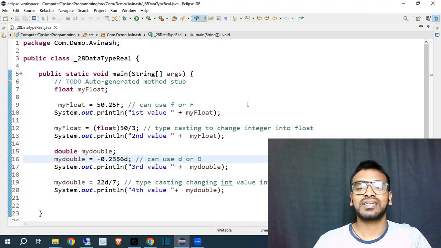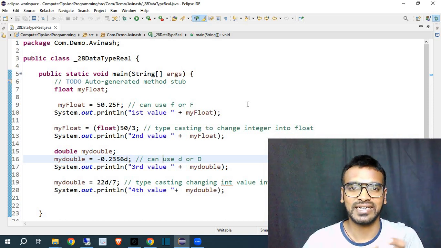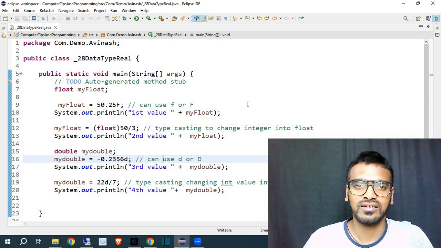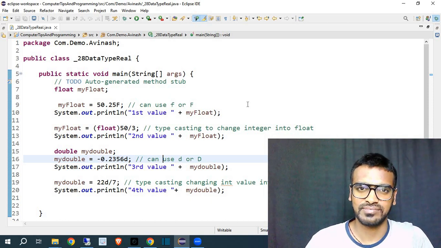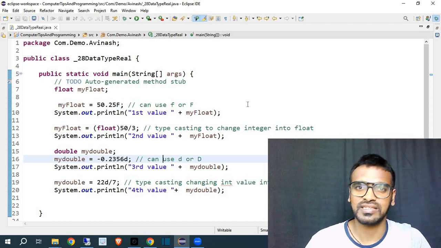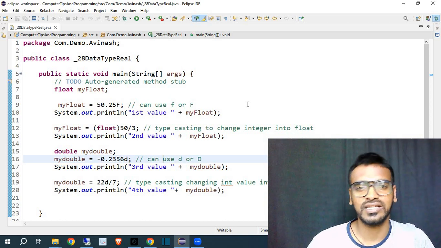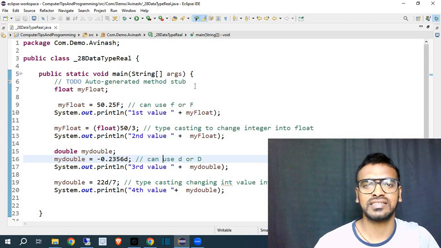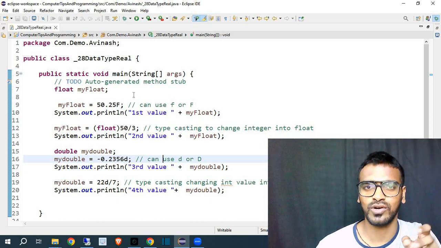So today's topic name is data type real. And what is the data type real? You already know data types like integer, string, float, double. You have already studied them, and I have covered them in this series also. So if you have not, please go and watch them. If you know, then that's very nice. And let's start. In this topic I have covered two data types, float and double.